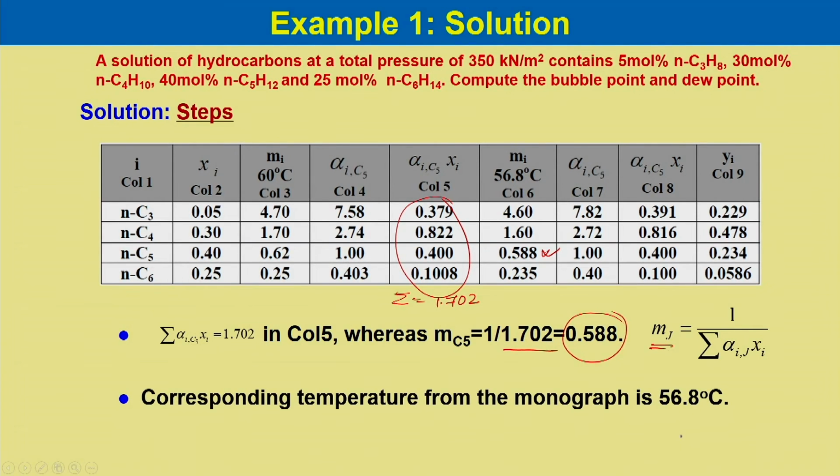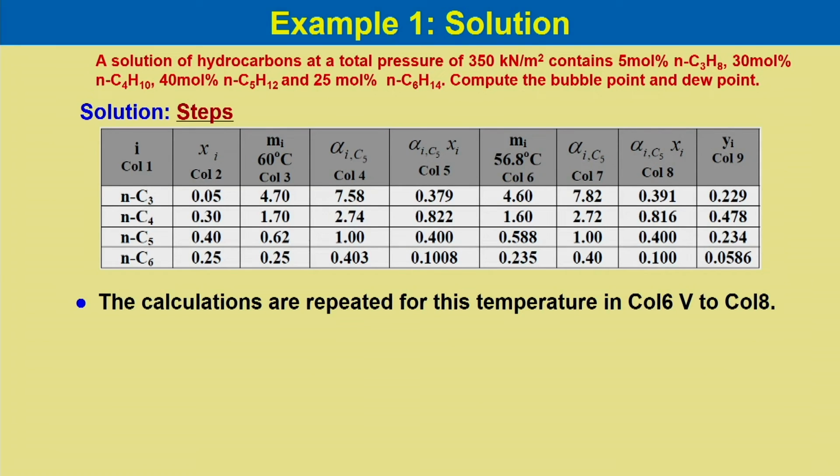So, we can calculate this. Now, with respect to this distribution coefficient value, the corresponding temperature can be obtained from the monograph, which is shown over here. So, we can calculate this temperature based on this distribution coefficient data. Once we obtain this temperature from the monograph, we can calculate the distribution coefficient of the other components at that temperature and the pressure mentioned, which is shown over here. It is 56.8 degrees centigrade.